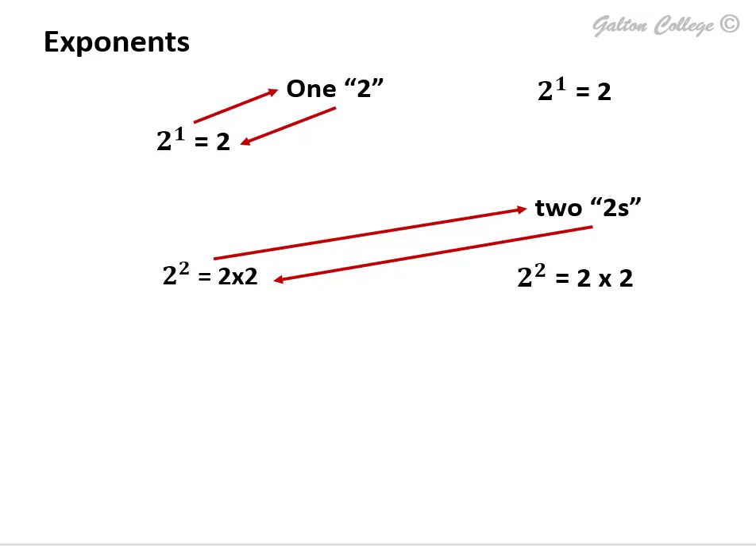So 2 squared, as we say when we get it to the power of 2, we call it squared. 2 squared, or 2 to the power of 2, is equal to 2 times 2. 2 to the power of 1 is just 2 on its own. This is one of the 2's. Here there are 2 of the 2's. So 2 to the power of 2 is just known as 2 squared. Anything to the power of 2 is called squared.